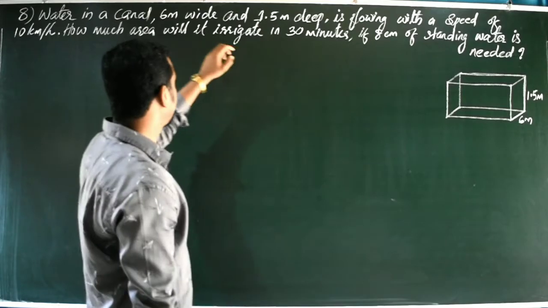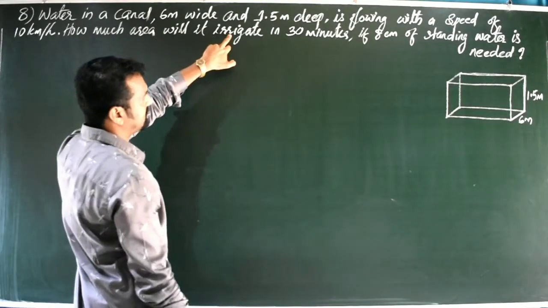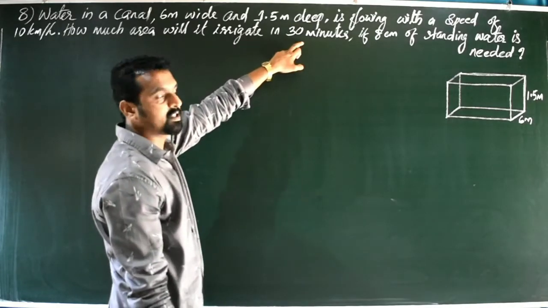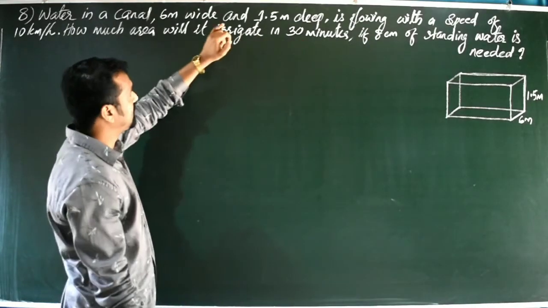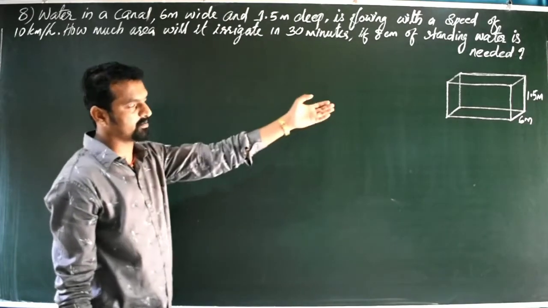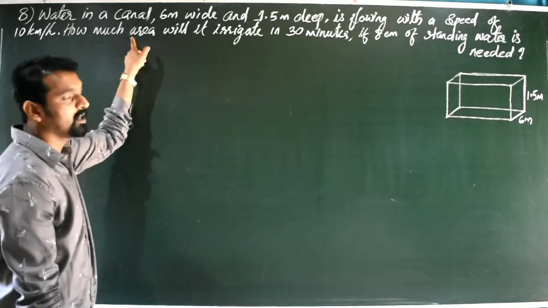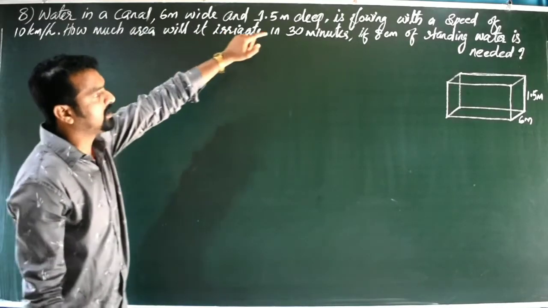Okay, now what is the question? How much area will it irrigate in 30 minutes? That water we are using for irrigating the field. Then how much area of land will it irrigate in 30 minutes?